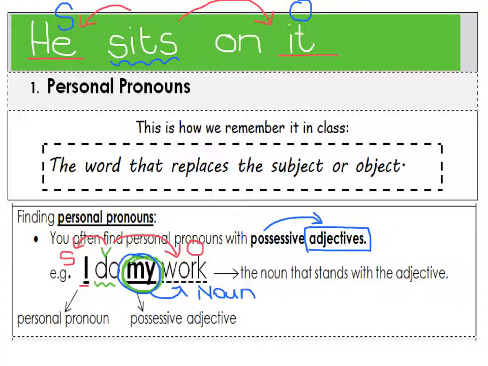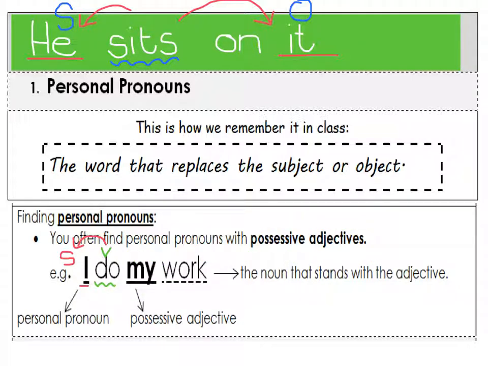If you are still a little concerned about possessive adjectives, for now all you need to know is that a possessive adjective shows possession and it stands before a noun, like this one here, work. We know that the object of this sentence is work. Therefore, it cannot be a personal pronoun. And the word before it is my. It shows possession of this work. And that shows that it is a possessive adjective. We will talk about that in the next tutorial.